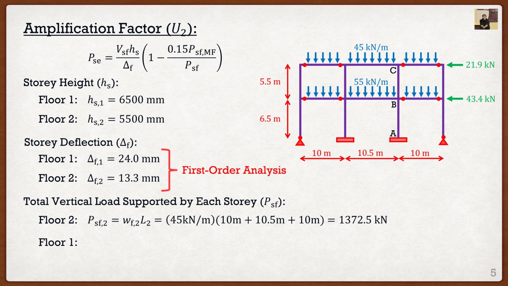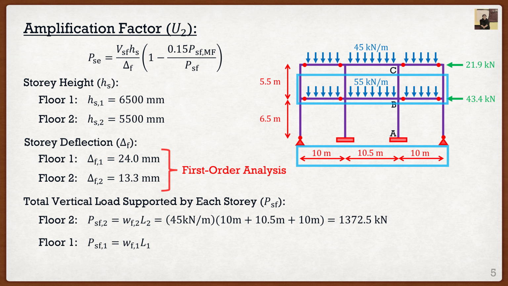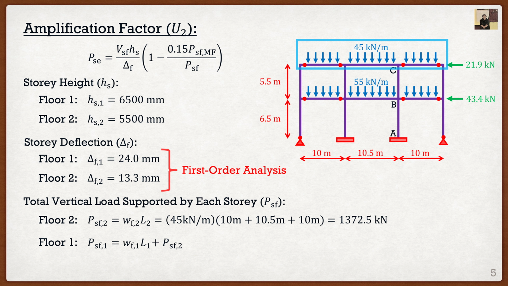If I want PSF1, well, as we can see, our first story here is supporting the load of 55 kilonewtons per meter over the same distance. However, keep in mind that our first story columns also support the load from the second story. So again, this is why I kind of hinted at back when we talked about notional loads. In a lot of these calculations, we actually have to consider the effect of stories above. This is one of the cases where we have to do that.